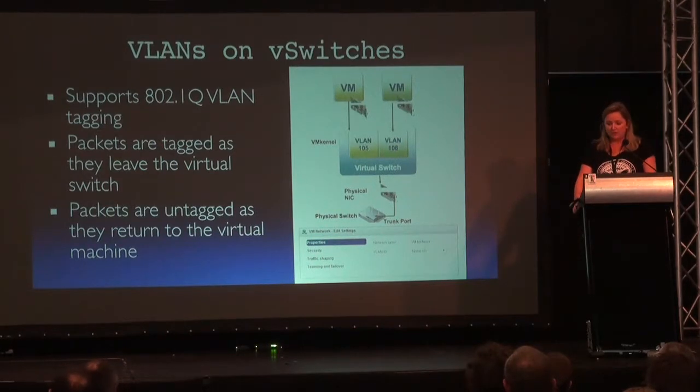So the way this works on a virtual switch, and this is the ESX model, is that similar to a hardware switch, the VM will send the frame untagged. The virtual switch knows which VLAN that machine should be in and adds the tag to it if it sends it across the trunk. If it sends it locally, it's just going to keep it untagged.